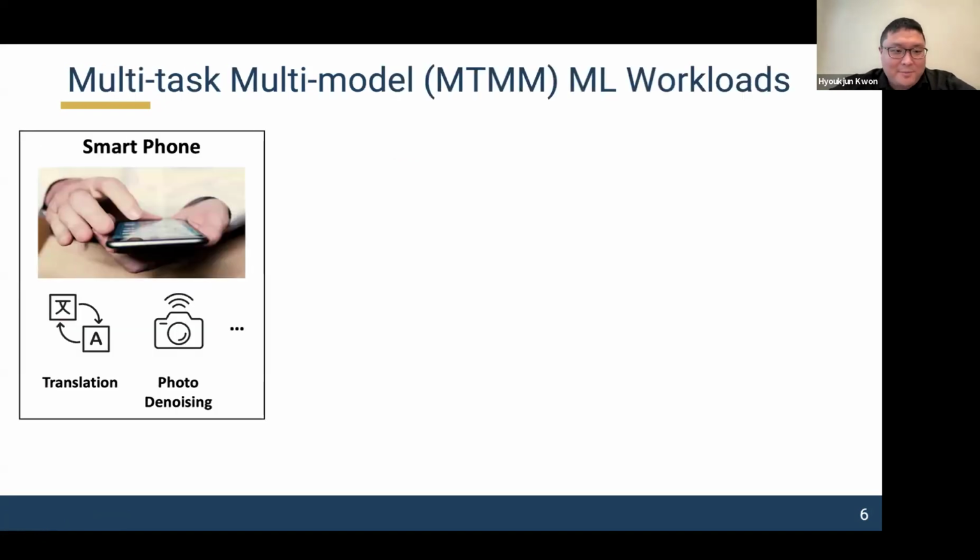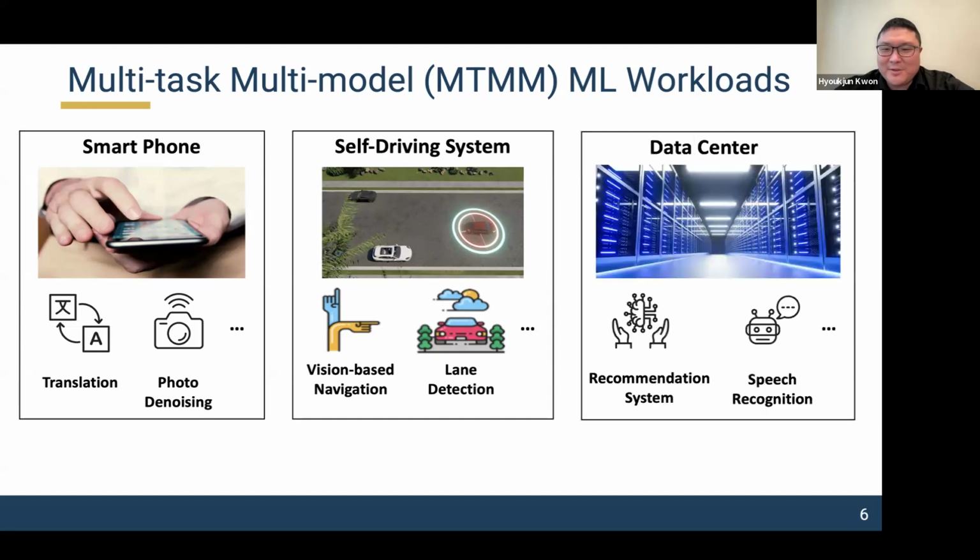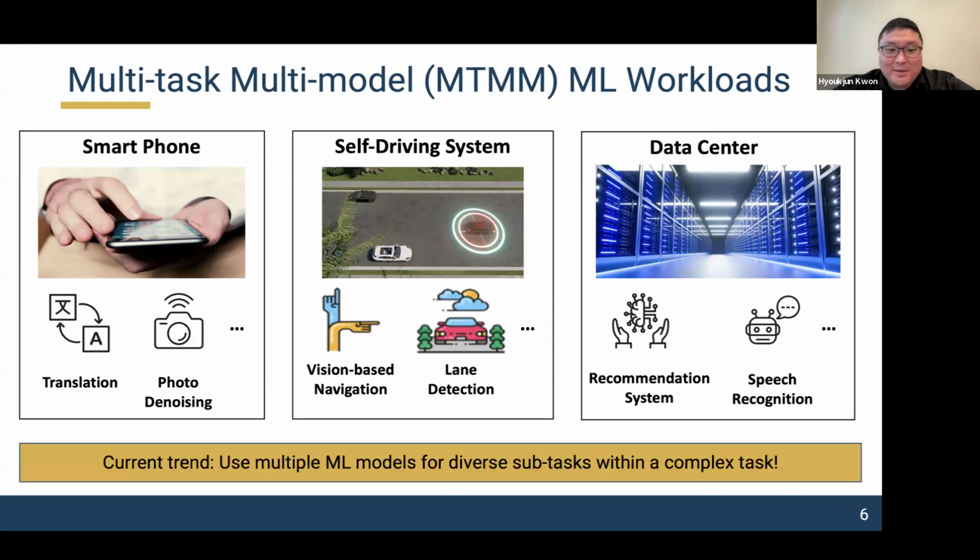So we have ML models everywhere today. In smartphones, the typical services include translation and photo denoising and so on. In self-driving systems, there are many subtasks that rely on AI or ML, such as lane detection and vision-based navigation. And in data centers, we all know that we are running every sort of machine learning workload. So the current trend is using multiple ML models for diverse small tasks within a complex task.